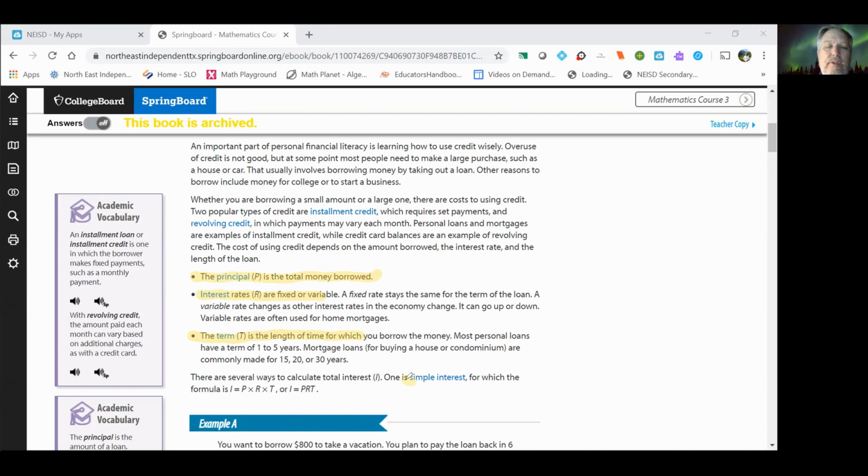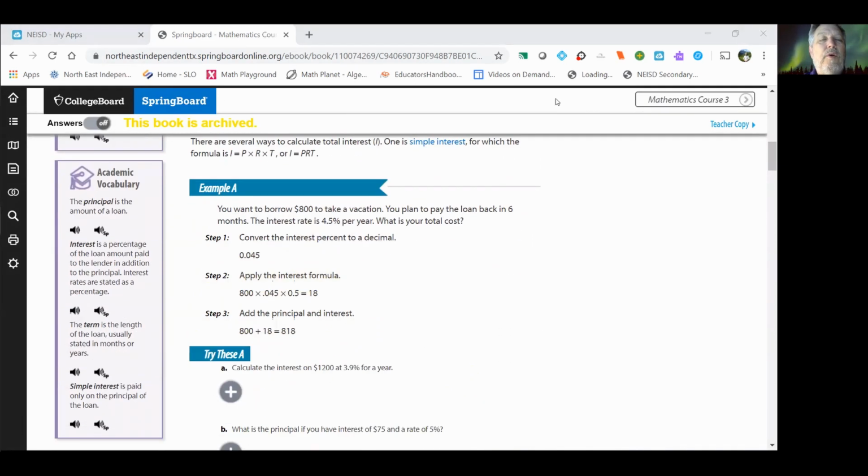One is simple interest. Simple interest, for which the formula is I equals P times R times T, or I = PRT. Example A: you want to borrow $800 to take a vacation. You plan to pay the loan back in 6 months. The interest rate is 4.5% per year. What is your total cost?